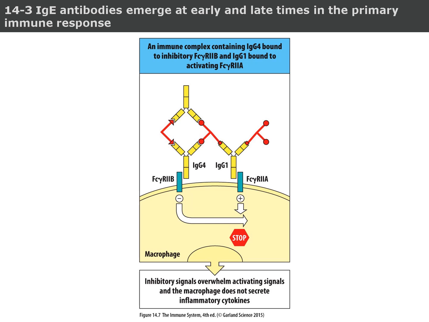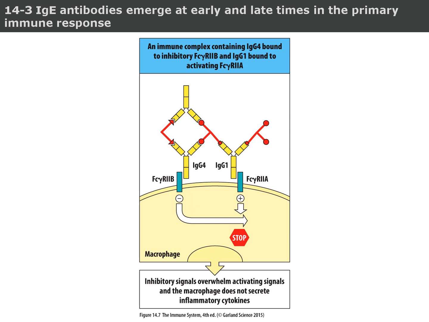This figure illustrates how immune complexes containing different antibody isotypes regulate macrophage activation during an immune response. The diagram shows an immune complex that includes immunoglobulin G4 bound to an inhibitory receptor called Fc-gamma receptor IIB and immunoglobulin G1 bound to an activating receptor called Fc-gamma receptor IIA on the surface of a macrophage.